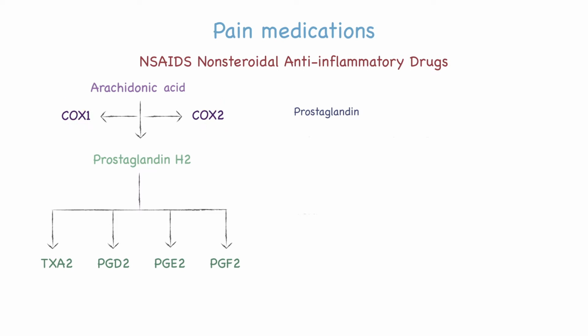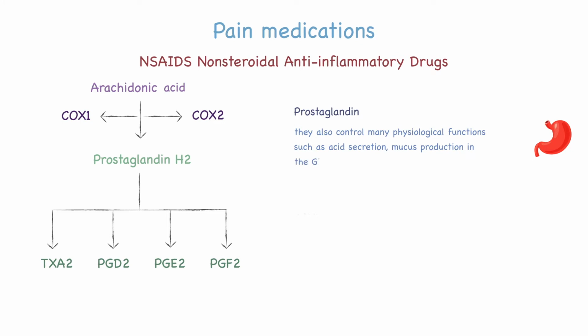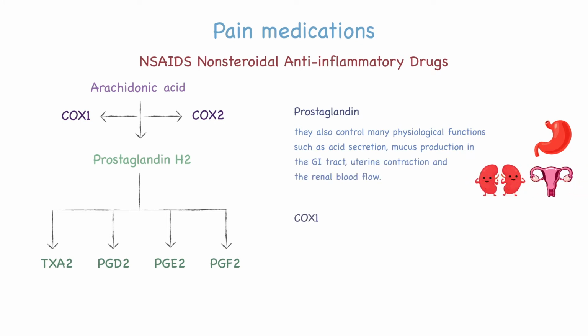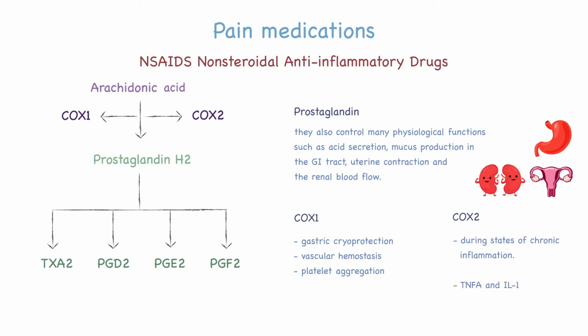As prostaglandins have a major role in modulating pain, inflammation, and fever, they also control many physiological functions such as acid secretion, mucus production in the GI tract, uterine contraction, and the renal blood flow. For COX enzymes, COX-1 regulates normal cellular processes such as gastric cytoprotection, vascular hemostasis, and platelet aggregation, while COX-2 expression is increased during states of chronic inflammation and induced by the inflammatory mediators.